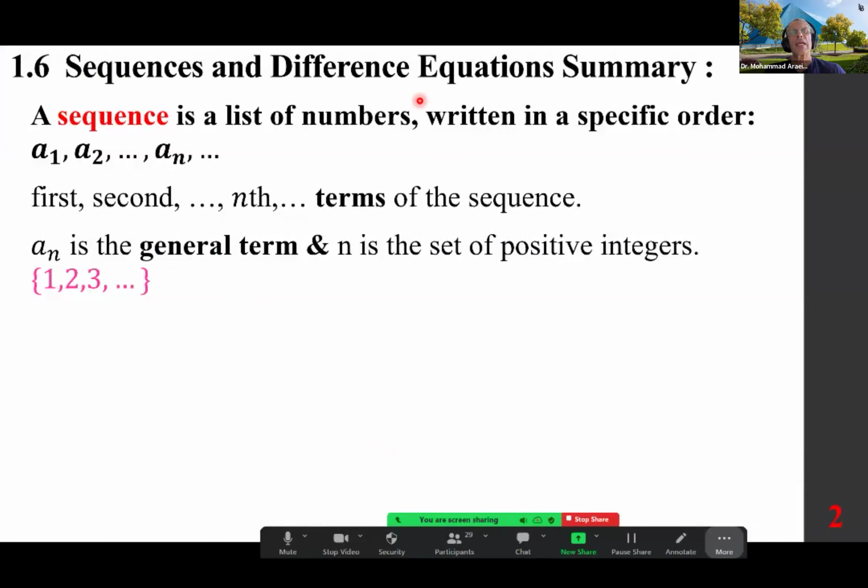1.6, sequences and difference equations summary. A sequence is a list of numbers written in a specific order, a sub 1, a sub 2, all the way to a sub n. First, second, nth terms of the sequence. A sub n is the general term, and n is the set of positive integers 1, 2, 3 to infinity.